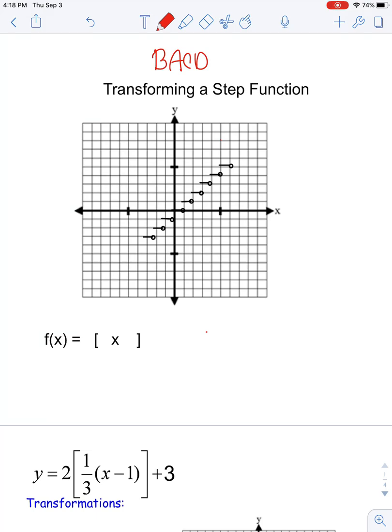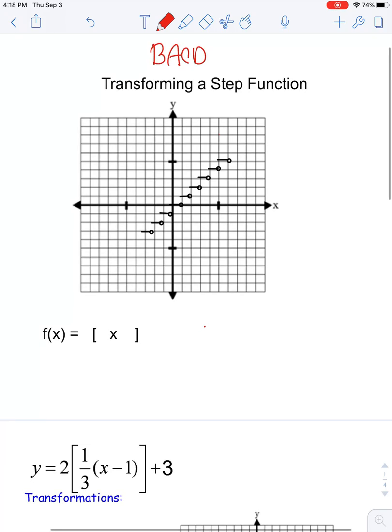With a step function, I find it easier to apply the transformations directly to the graph. And we can use a table as kind of a backup, a way to check our work. So let's start with what the basic parent function looks like. Here's our basic step function, or greatest integer function, and we can see in the picture what it looks like.